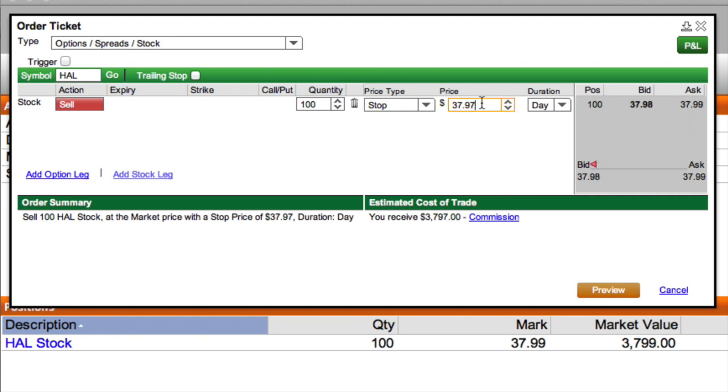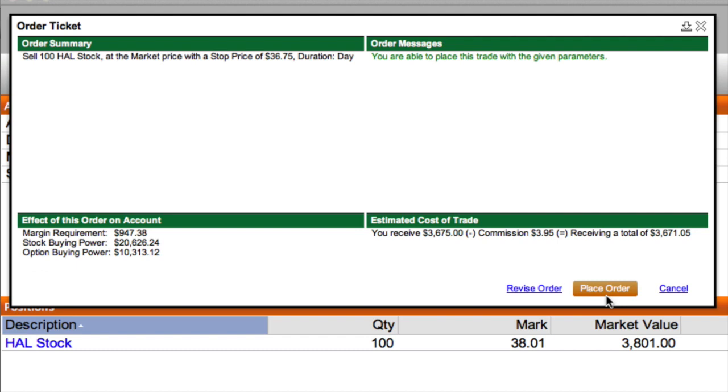Let's say that we'll set this stop if Halliburton drops down below, say, $36.75. Not 336, but 36. Now let's preview that, and you can read that, and it says, okay, sell Halliburton at the market price with a stop price of $36.75. So if we drop down to $36.75, it will trigger a market price. Now you see the order message: you are able to trade with the given parameters, and we hit place order.